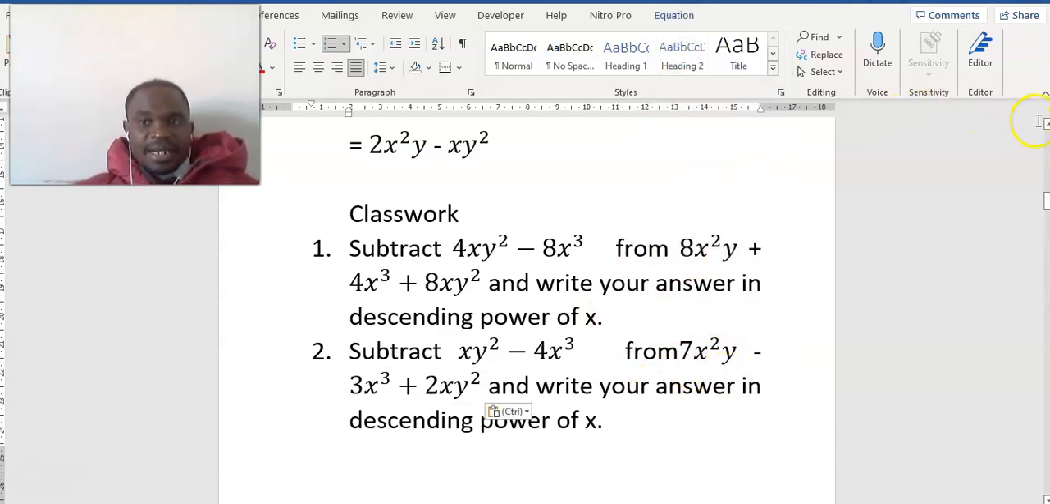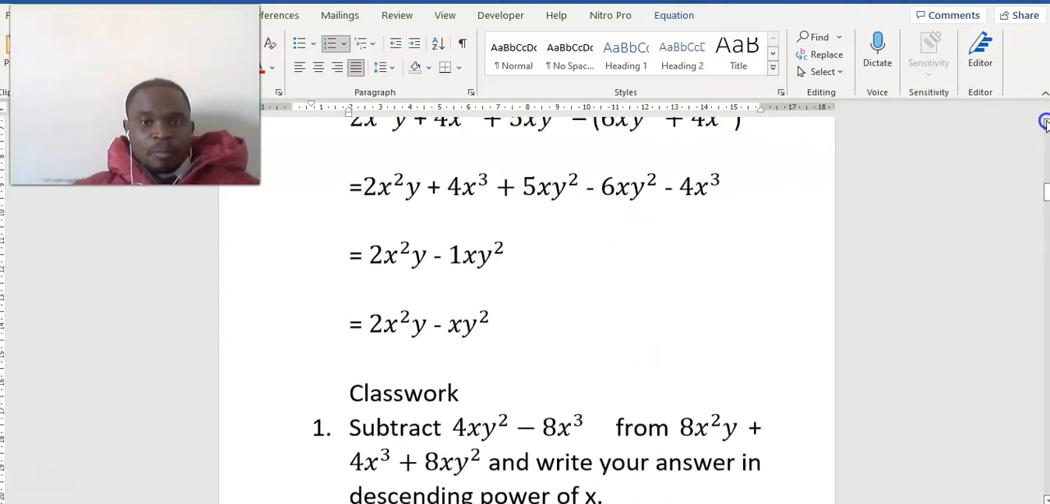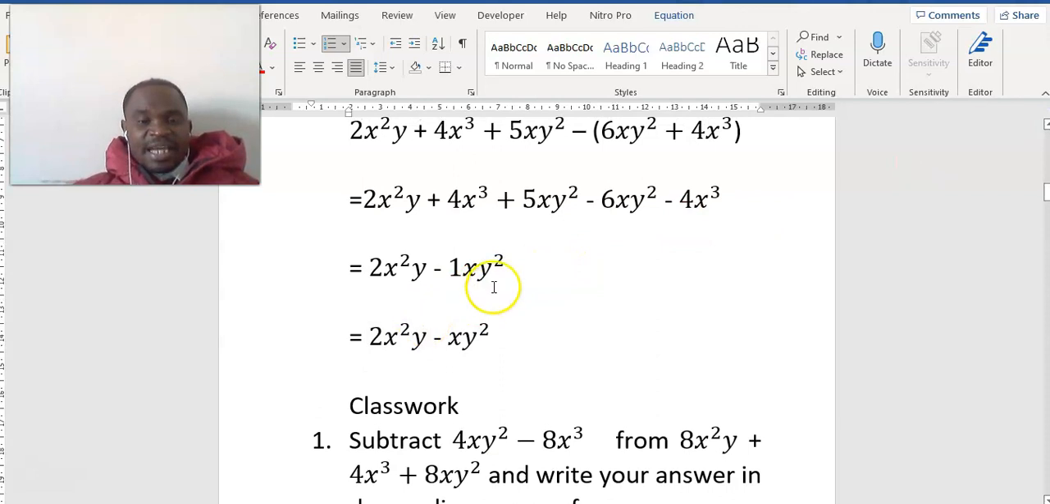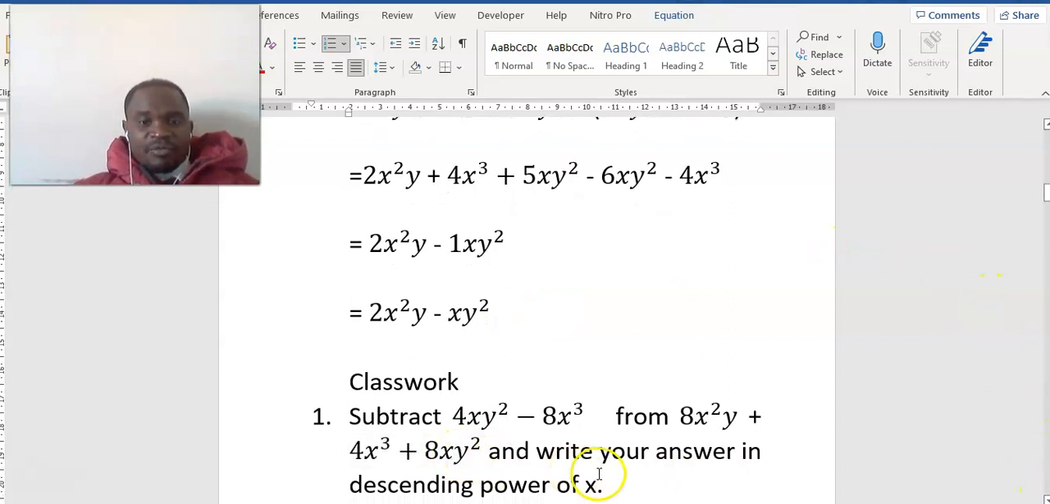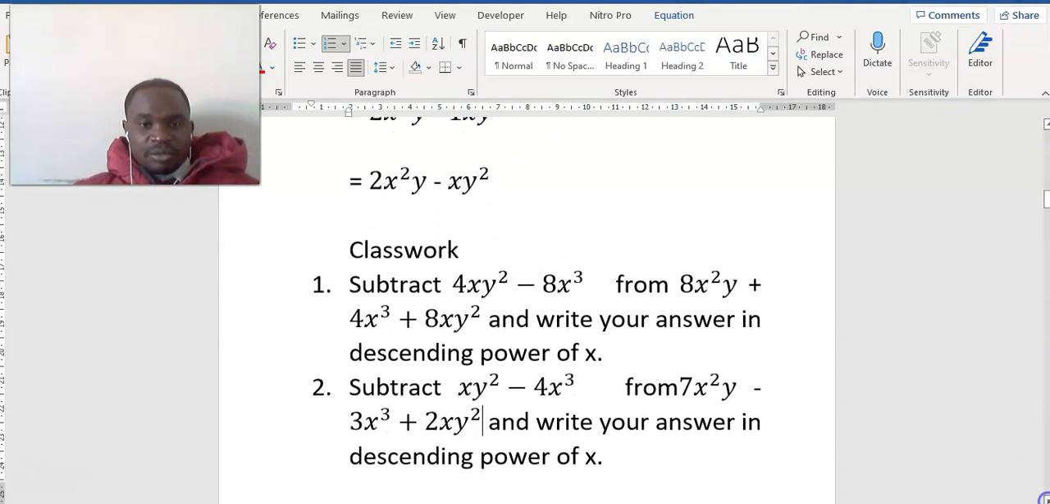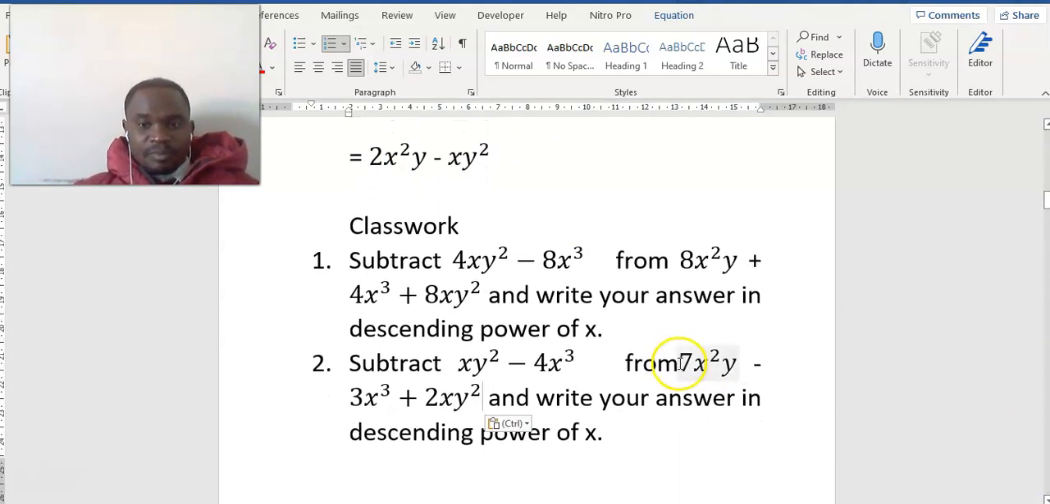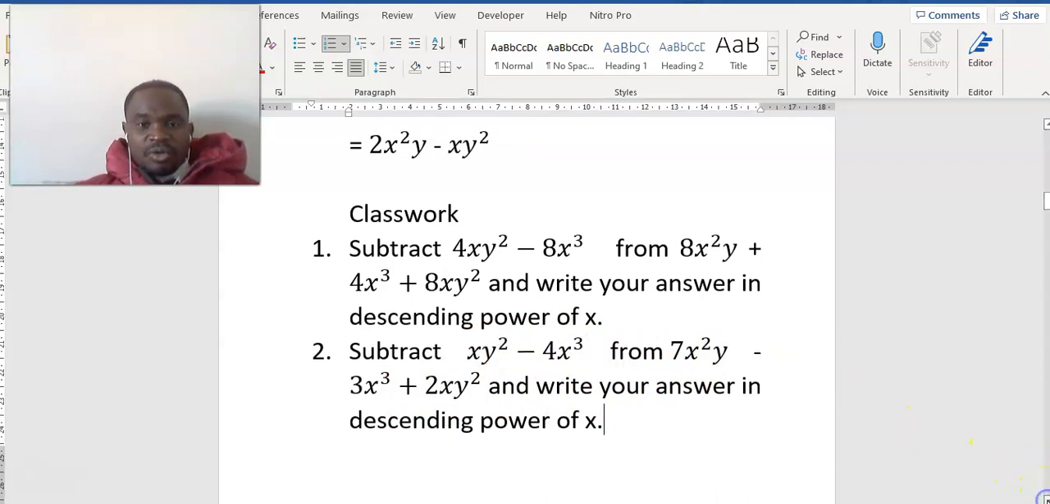Okay. One thing I didn't say, let me say it. I just remembered. Remember the question was saying we should write x in a descending power. Like here, descending power of x. So if you check, the biggest power of x is 2, the next one is what? 1. So we have already arranged it in the descending power of x. Okay, so here we have subtracted this from that one. So you do this as classwork. You pause the video and you copy this one nicely.